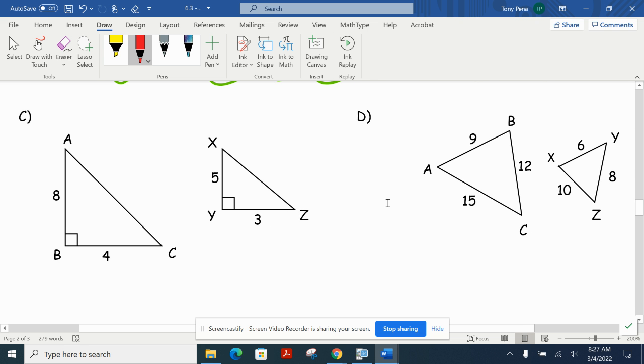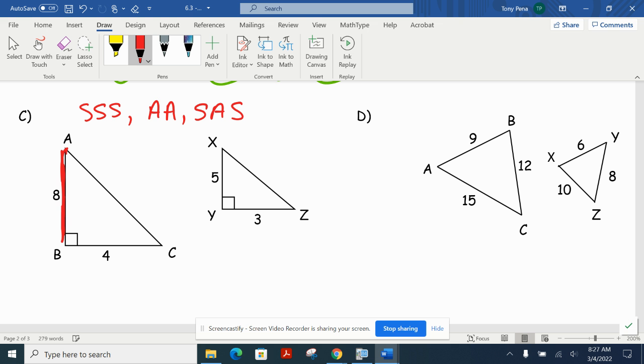Okay, so letter C. Again, kind of look and see what we have. Let me write these again so we always know which ones are our options. It's these three: side, side, side; angle, angle; and side, angle, side. If we look, we have one set of corresponding sides here. We have one set of corresponding sides here. We also have that included angle. So this sets up to hopefully use side, angle, side. That's what we would be hoping for. We have the two sides and the angle that's included.